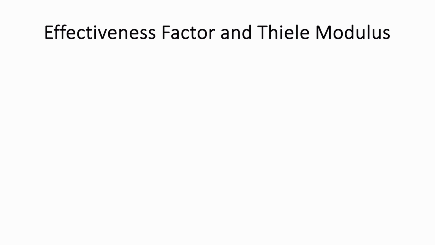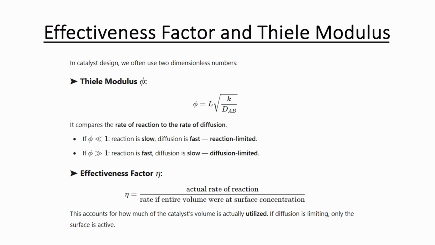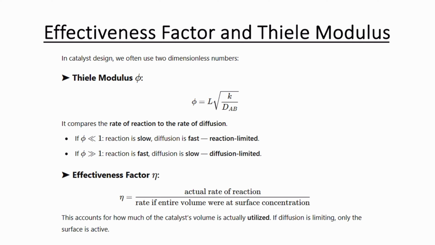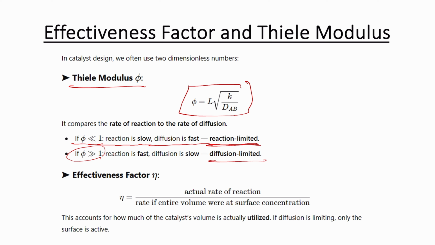Another important topic is effectiveness factor and Thiele modulus. In catalyst design, we often use these two dimensionless numbers. Thiele modulus is defined as L into under root k upon D_AB. It compares the rate of reaction to the rate of diffusion. If it is very much less than 1, the reaction is slow, diffusion is fast, which is considered reaction limited. If it is very much greater than 1, reaction is fast, diffusion is slow, which is diffusion limited.